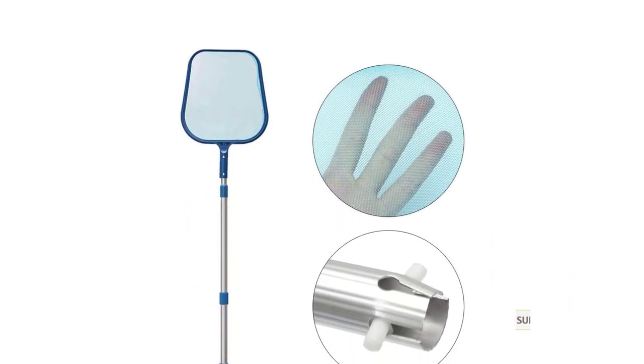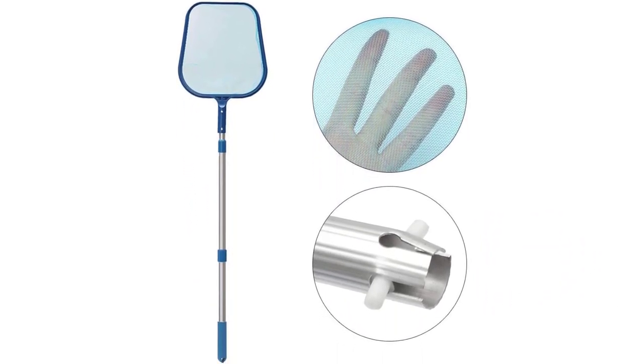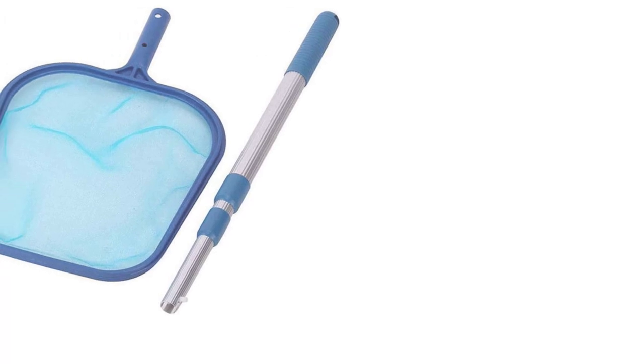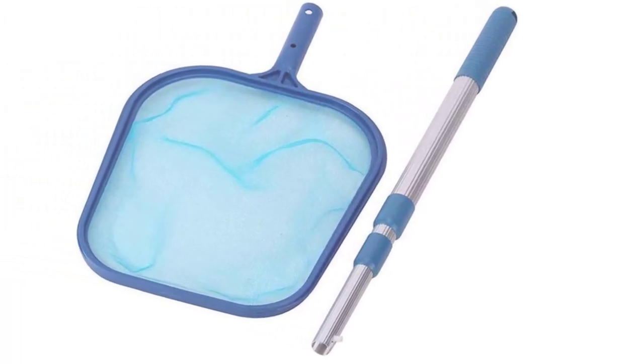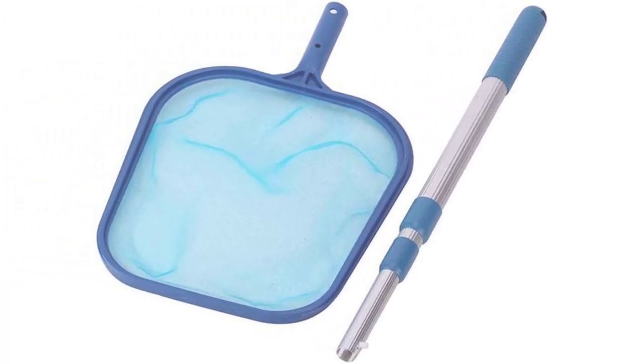Additionally, it comes with an aluminum pole to reach the different corners without facing problems. Fine mesh netting is capable of scooping even the tiniest particles. The size of the aluminum pole is 44 centimeters and can be adjusted to 105 centimeters. So, it is a great choice for quick cleaning of the pool.